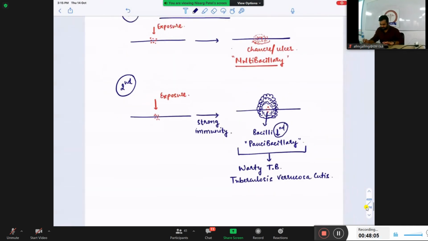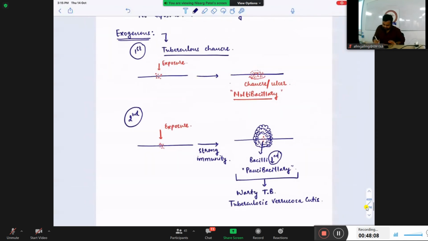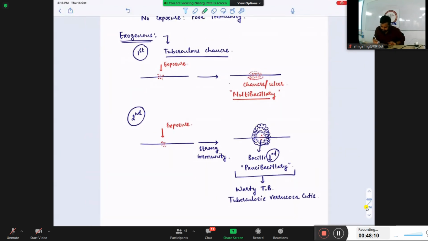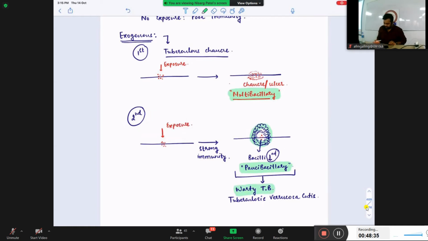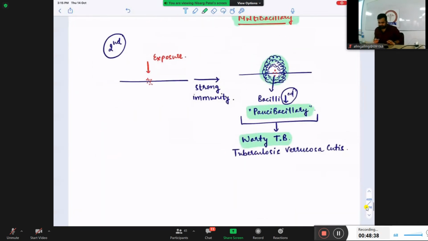तो देखो खाली इसमें अगर आपको याद खाली इतना ऐसे रखना है, प्राइमरी एक्सपोजर, पुअर इम्यूनिटी, बैक्टीरिया बढ़ जाएंगे, अल्सर कर देंगे. In the next, I have a strong immunity. So what I will do? I will decrease the number of bacilli. How did I do it? By forming the wart and the granuloma, and that is why secondary TB is known as a Warty TB. Secondary TB is known as a Warty TB.